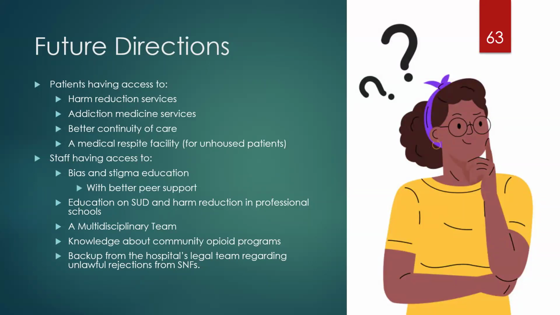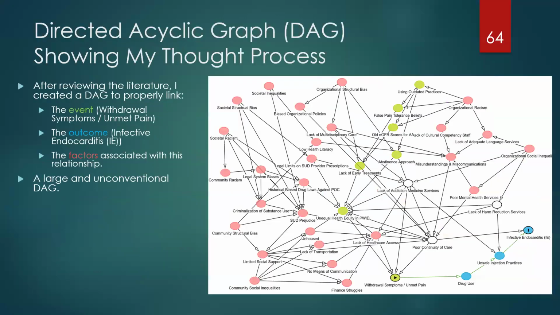Some future directions to consider. Patients having access to harm reduction services, addiction medicine services, better continuity of care in a medical respite facility for unhoused patients, staff having access to bias and stigma education with better peer support, education on substance use disorder and harm reduction in professional schools, a multidisciplinary team in the hospital, knowledge about the community opioid programs, and backup from the hospital's legal team regarding unlawful rejections from skilled nursing facilities.